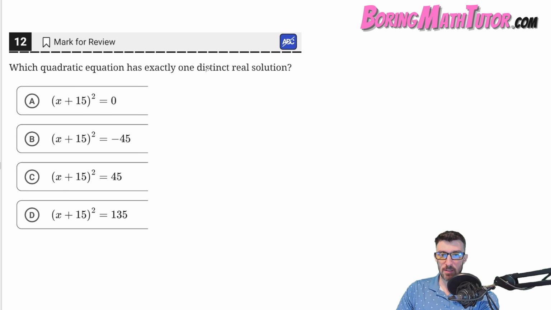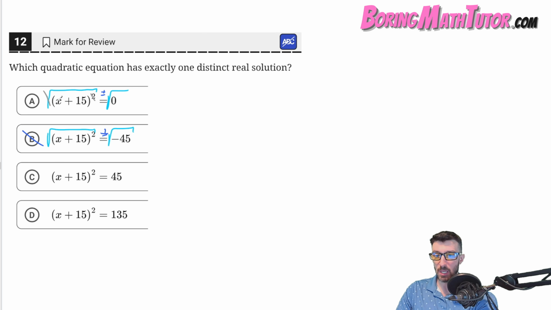When you're solving these and you're looking for just one real solution, you would start off by taking the square root. That'll cancel out the square. But then you would also always want to put your plus or minus. Now, when I'm doing this on the second answer choice, I'm not going to get one real solution. I'm going to get 0 because it's the square root of a negative number.